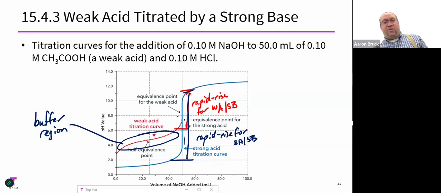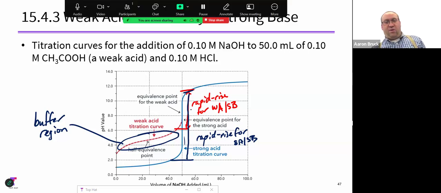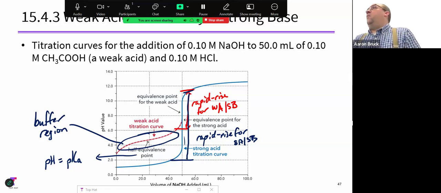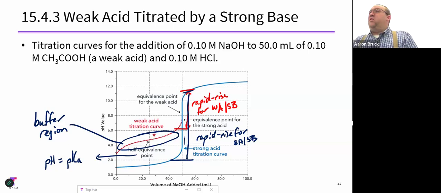Now, one key attribute to that is that if we can identify where the equivalence point is, at the half equivalence point, halfway between 0 and the equivalence point, we would have in that spot the formation of what we would call a perfect buffer, where we have equal molar amounts of the two conjugates. At that half equivalence point, the pH and the pKa for the acid are the same.